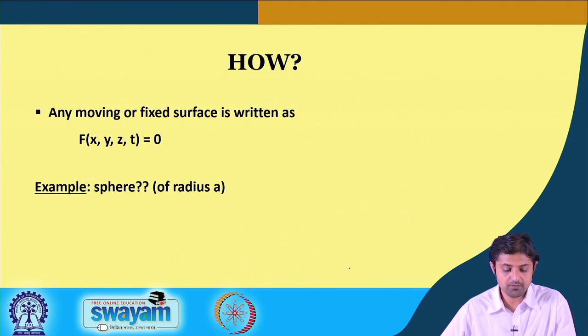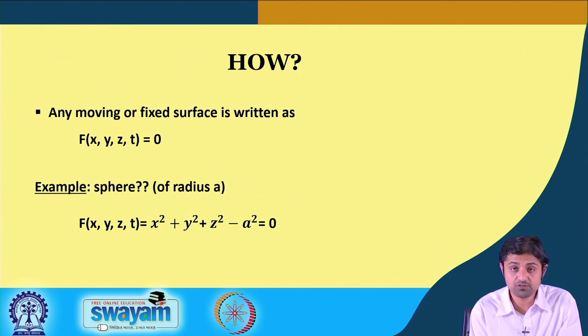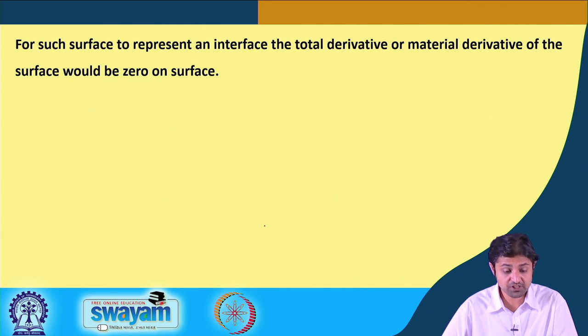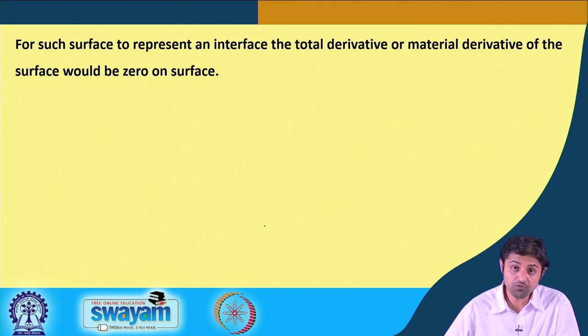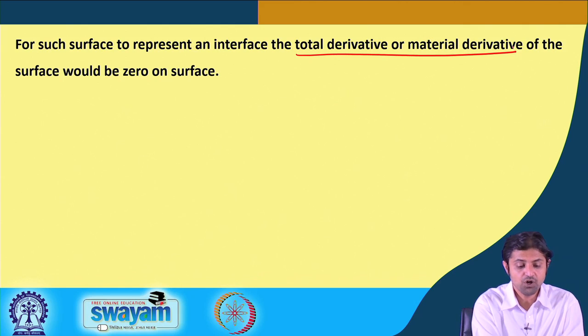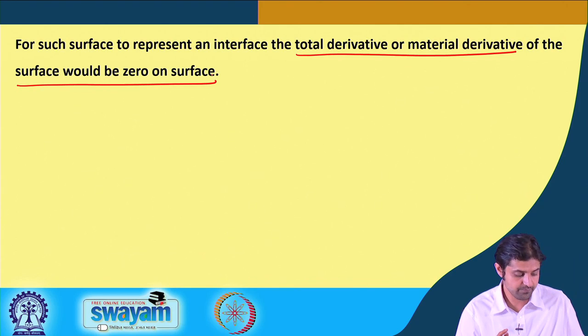So, let us take a real life example of a sphere. A sphere, let us say, has a radius a, so f(x, y, z, t) can be written as x squared plus y squared plus z squared minus a squared equal to 0. Let us say this is the surface of the sphere. For such a surface to represent an interface, the total derivative or material derivative of the surface would be 0 on that surface. This is our definition: there should be no flow across the interface, which means the material derivative of the surface is 0 on the surface, because there is no flow across that.